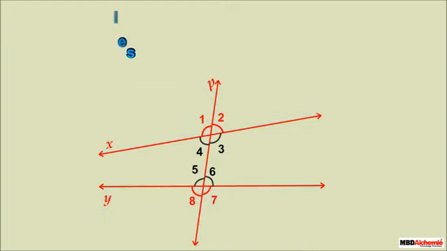As you see, the pair of angles 4 and 5 and the pair of angles 3 and 6 lie in the interior part of the straight lines, as well as on the same side of the transversal line. These are called the pairs of interior angles on the same side of the transversal.